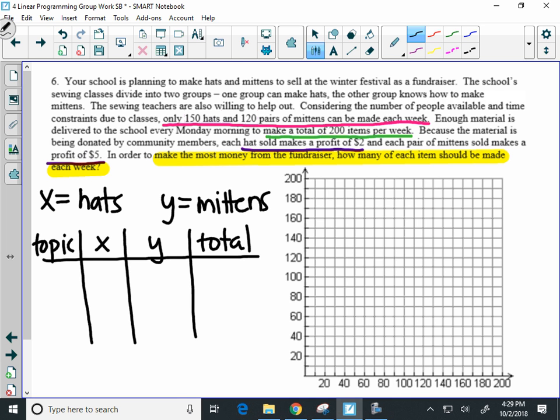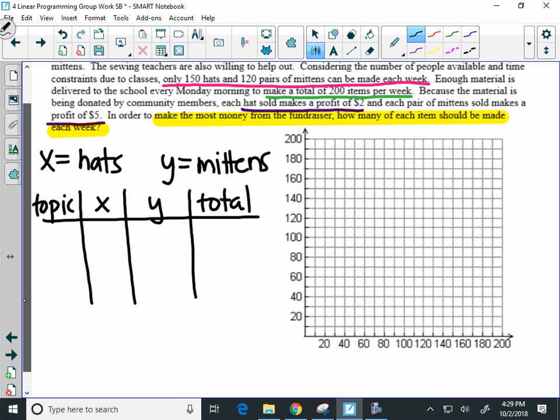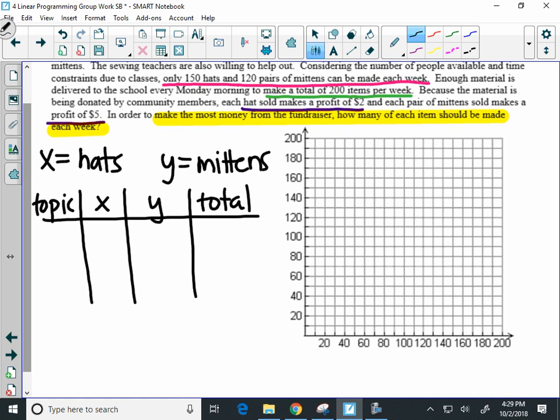Now here, it might actually be easy to do our profit function before we go back and figure out the other equations, because it was very clear here. Each hat that's sold makes a profit of $2. So our profit function for hats and mittens is going to be $2 per hat and $5 for each mitten that is sewn and sold.